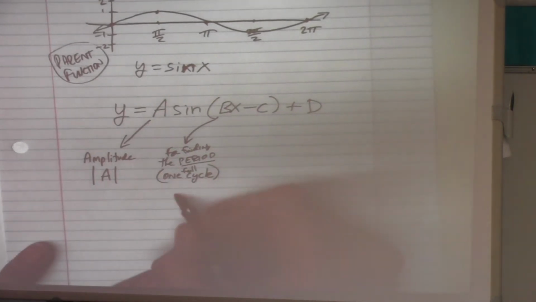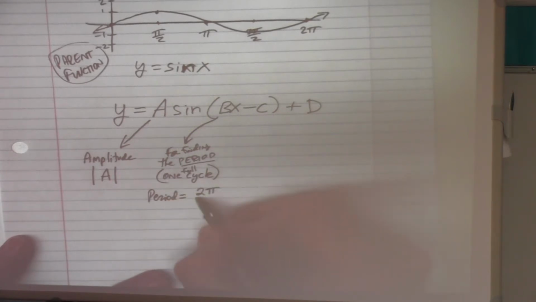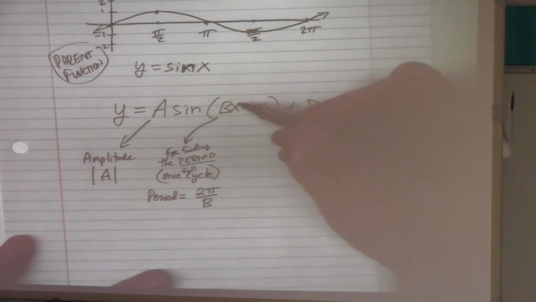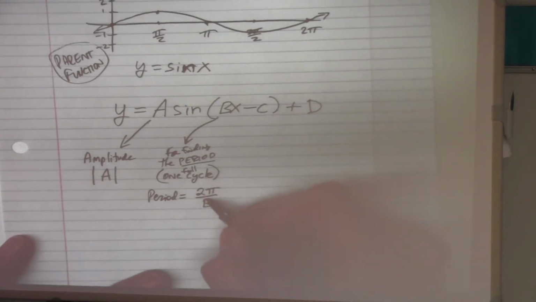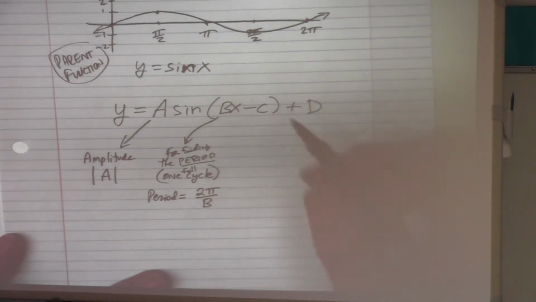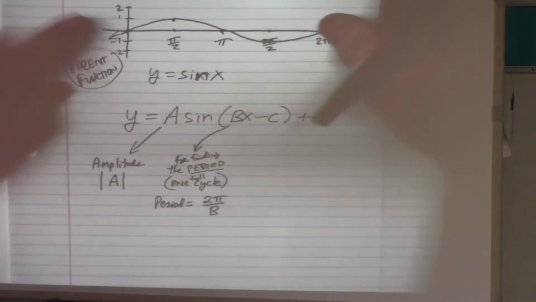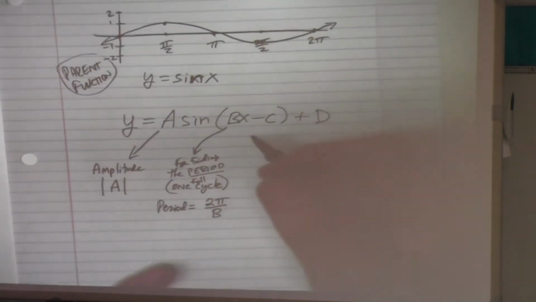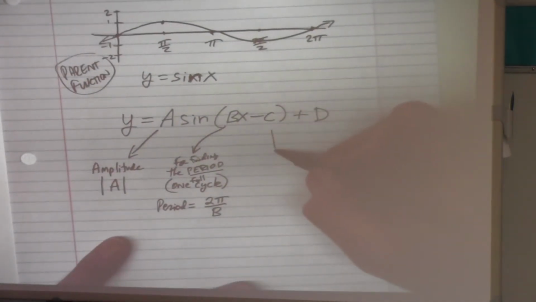And the way you figure it out is a little formula. Period equals 2 pi over b. So whatever number b is, in this case there's a 1 in front of the x. That coefficient you put here, and 2 pi over 1, in this case equals 2 pi, which indeed is what we see. The c is used for the phase shift.